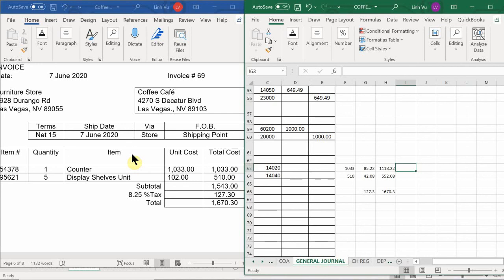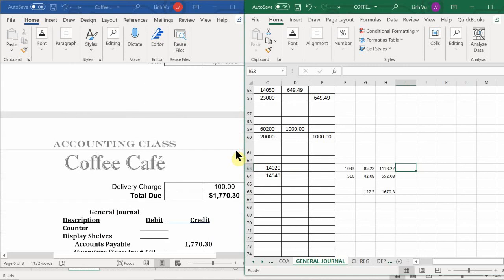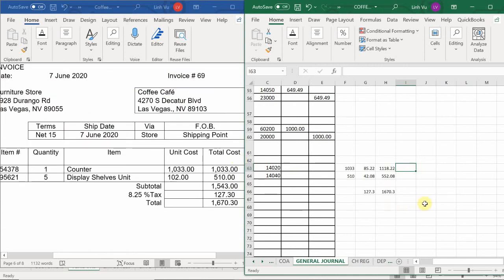So if I'm going to split it, how much was my shipping? $100. So what is 75% of $100? $75, and then the rest is 25, right? So the total amount for my counter is going to be $1,193.22, while my display shelves is $577.08. And if I add these up together, do I get my total amount that I owe in my bill?